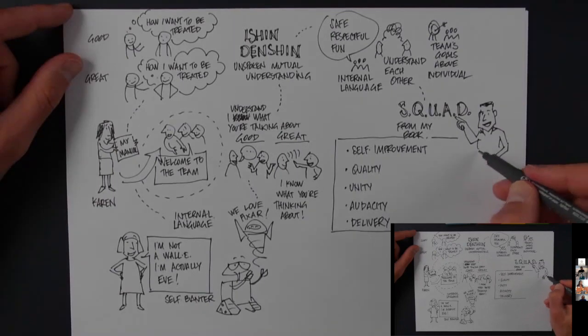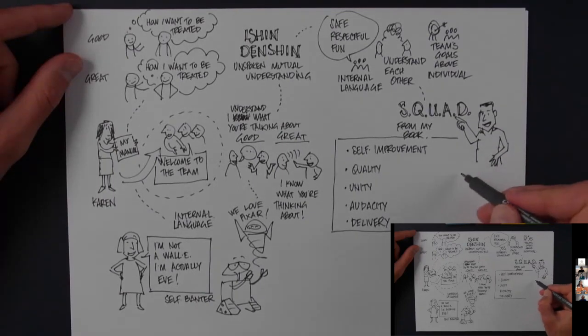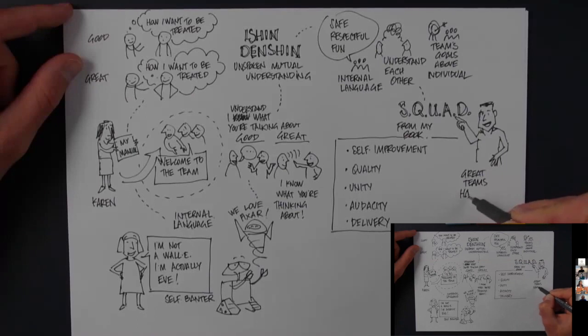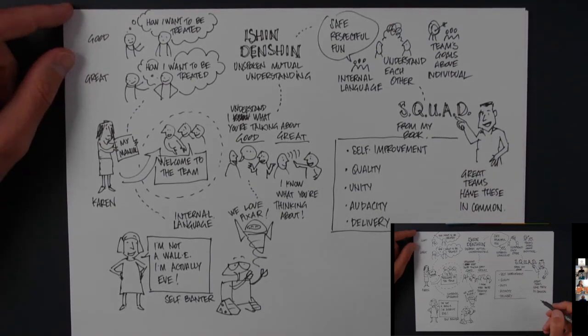But there's no process, there's no maturity model, I believe, for a team to get to great. I think every team finds their own path. And a lot of it is based on their circumstances and the challenges that they're facing and where the individuals in the team are right now and where the team is right now. But there are a number of things that you might look out for as your team.